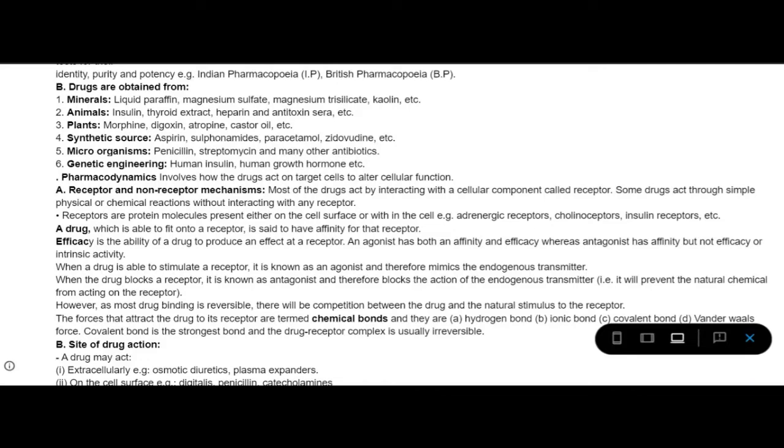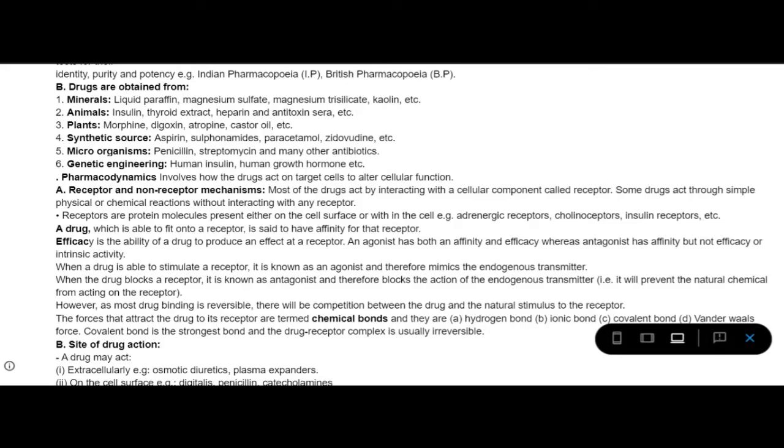Synthetic sources. Which kind of drugs do we get from synthetic sources? These are chemicals that are manufactured in the laboratory. We have sulfonamides. Even paracetamol is just a drug chemical manufactured in the laboratory. The povidone, all those ones, etc. Microorganisms. Most of the penicillins are got from microorganisms. That's why they're called antimicrobials.